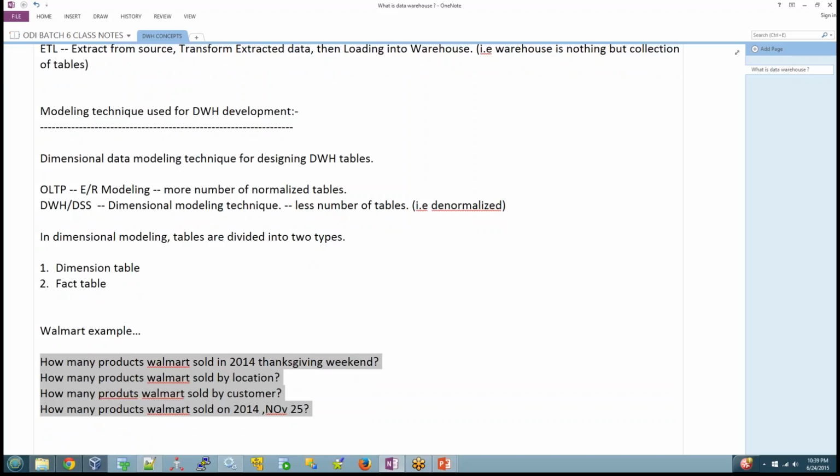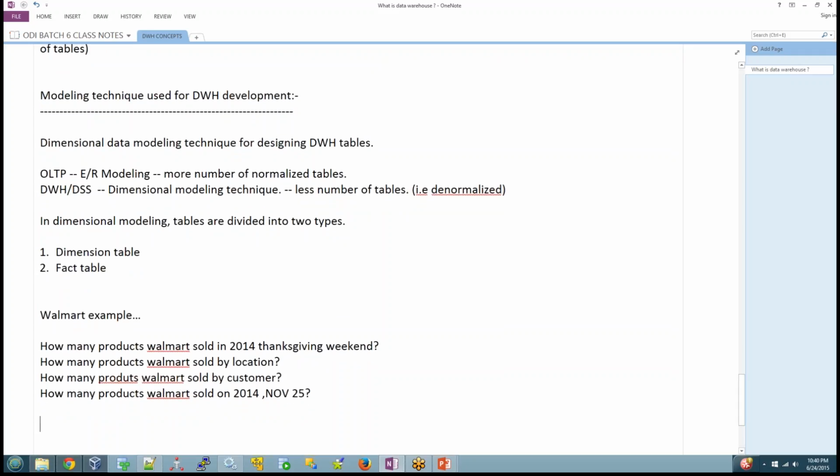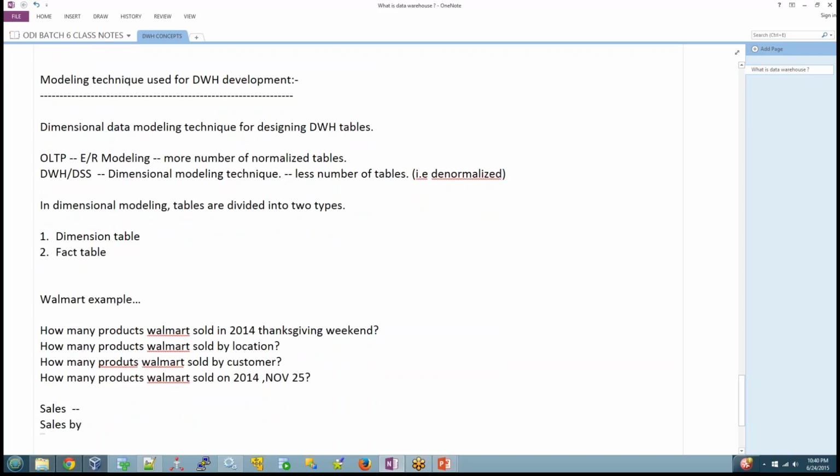From these four questions, what is the basic information we are measuring? Sales. Sales of the product, the sales amount. So this is sales by year, sales by location, sales by product and sales by customer.